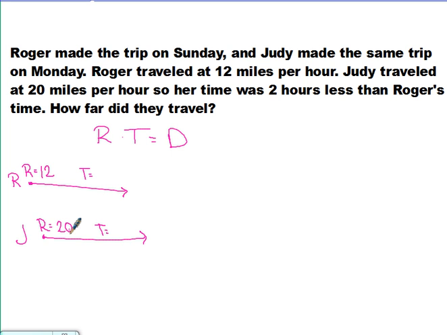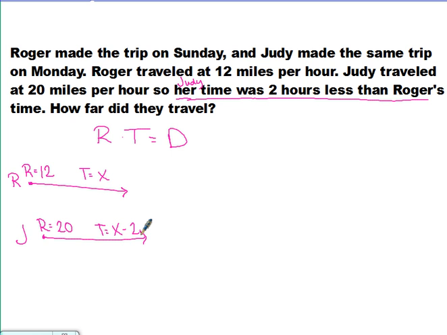Now, we're not given a specific time, but we do know that Judy's time was 2 hours less than Roger's time. We don't know what Roger's time was, but we can call his time X. And we know that Judy's was 2 hours less than that. So Judy's time would be X minus 2. Now we have Judy's rate and a definition of her time, and Roger's rate and a definition of his time.